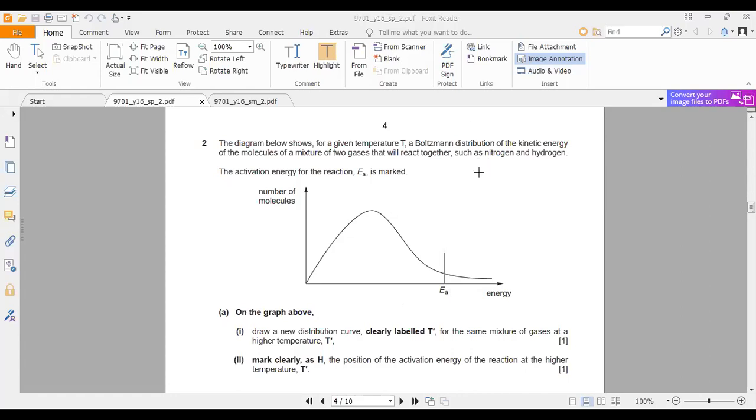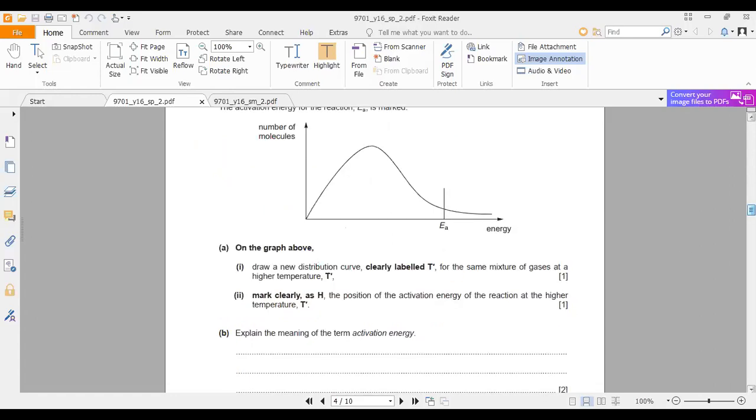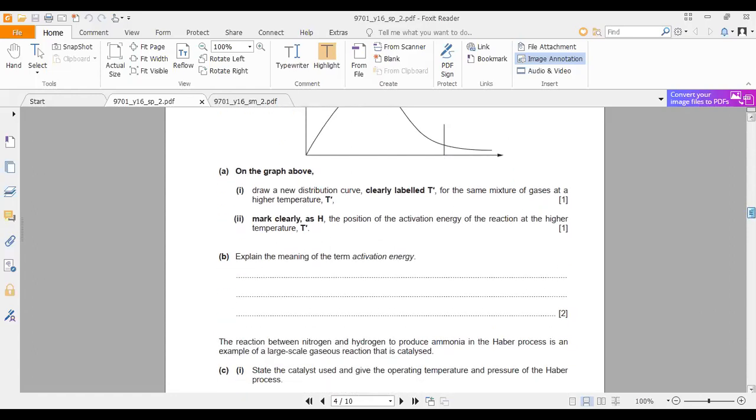Okay, now you see, draw a new distribution curve, clearly labelled T', for the same mixture of gases at a higher temperature T'. So you can draw this one on your paper right now. Draw this graph on your paper. I'm giving you 2 minutes. It won't take more than 2 minutes. The next one also, mark clearly as H the position of the activation energy of the reaction at the higher temperature T'. And then explain the meaning of the term activation energy.